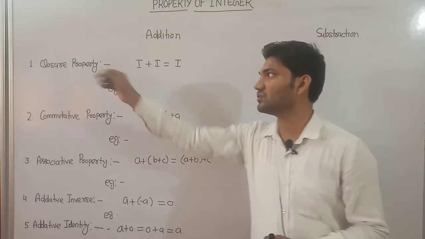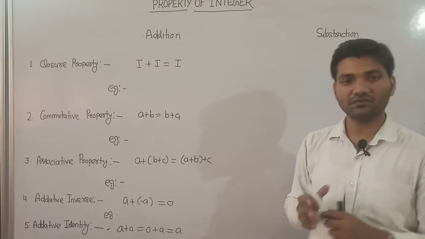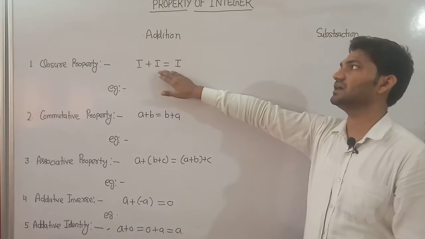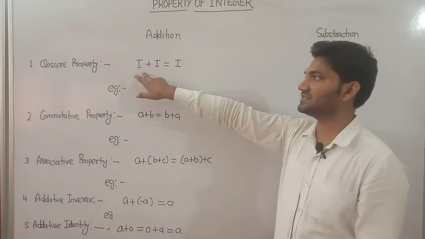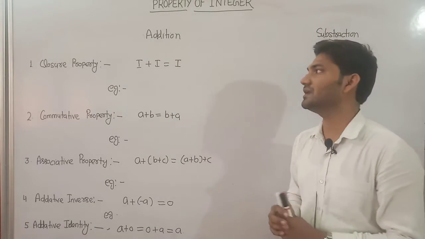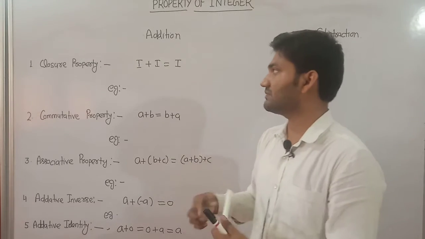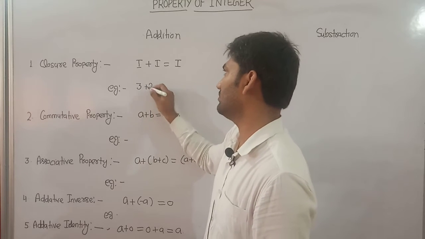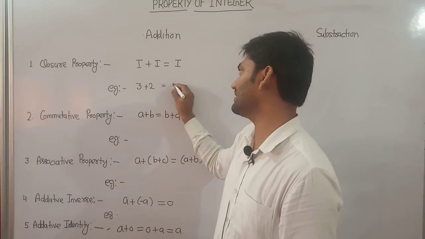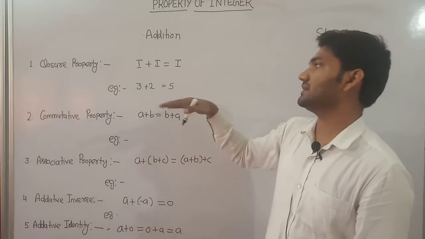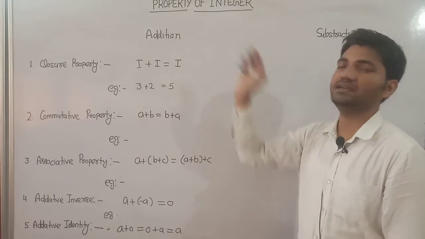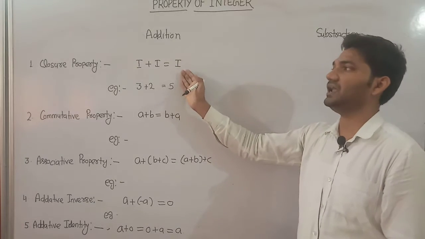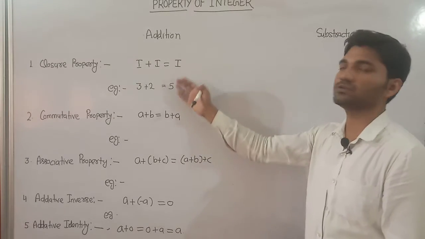First is the closure property. What is the closure property? If two integers are added together, the result will always be an integer. Example: 3 plus 2. Both are integers and the result is 5. It is also an integer. It means the closure property is fulfilled for addition. If any two integers are added together, the result will always be an integer. It is the closure property.